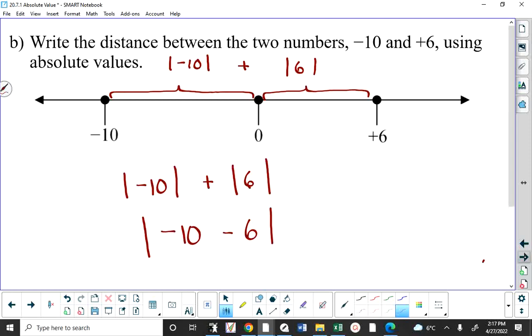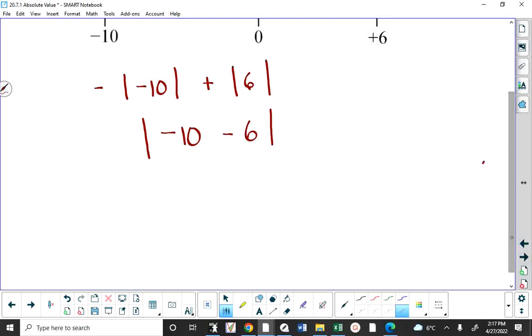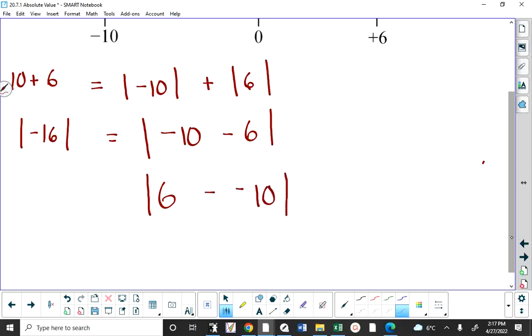And you can try this. Negative 10 minus 6 is negative 16. Right? So this is equal to 10 plus 6. This is equal to the absolute value of negative 16. The absolute value of negative 16 is 16. What if you decided to subtract these numbers in the opposite order? Would you still get the right distance? Yes, because the absolute value ensures that if you do subtract the wrong way, you get the right answer. This would be the absolute value of 16. And all of these are equal to the same thing.